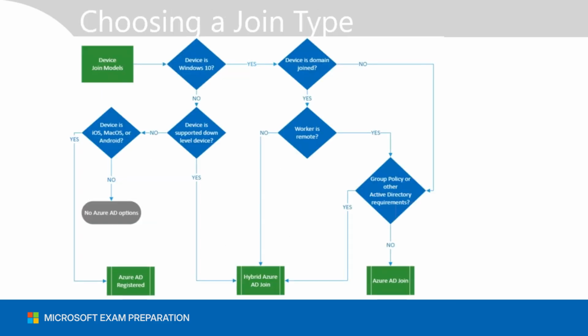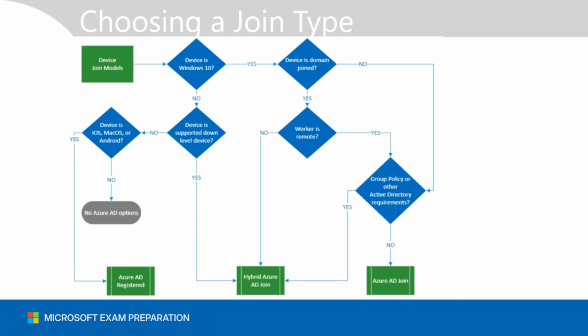Here's finally a flowchart that summarizes this information. Let's just notice that to get to registered, how you get down here in the lower left corner is you're on something like iOS, macOS, or Android, right? So those devices, since it's not running Windows, there's limited choices. You can't do either of the join types. You have to use a registered. Interesting to note under this, no option here for no Azure AD options could be a Linux OS.